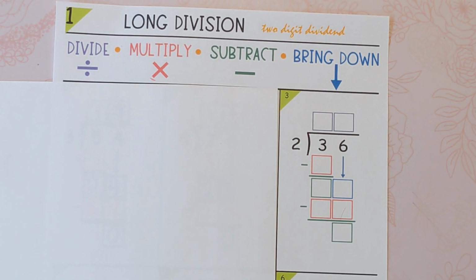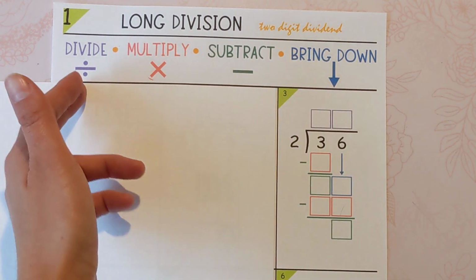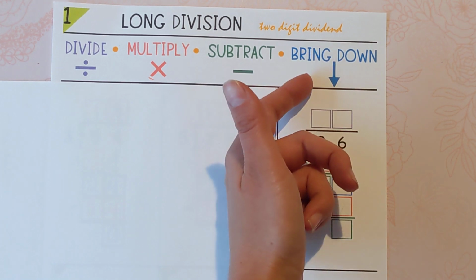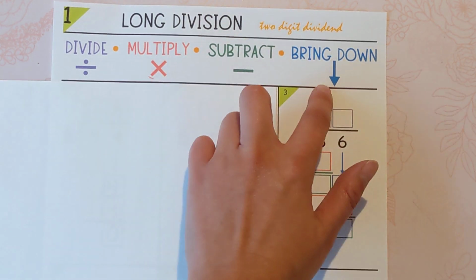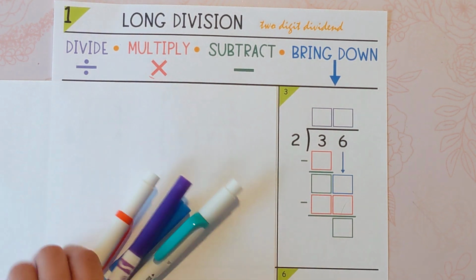We're using the standard algorithm, and there are 4 steps. Divide, multiply, subtract, bring down. I remember it as DMSB, or does McDonald's sell burgers? And now I'm hungry and would like a burger. But let's go ahead and do our long division first.